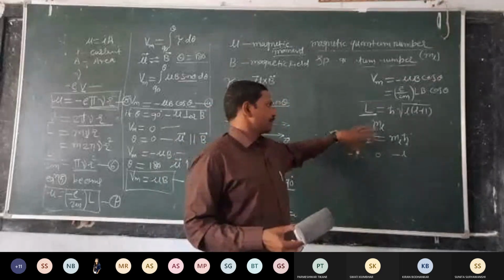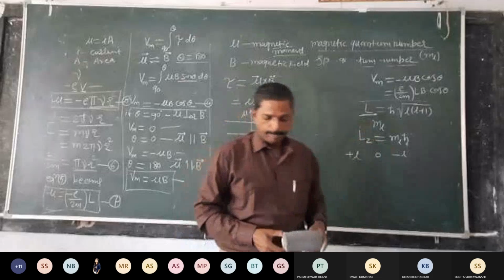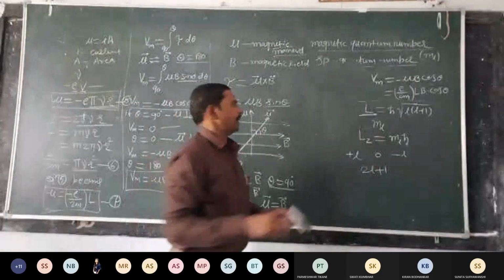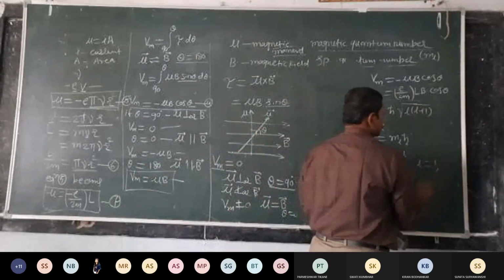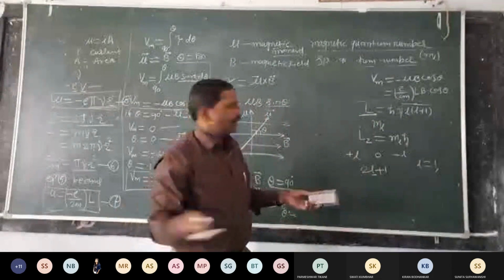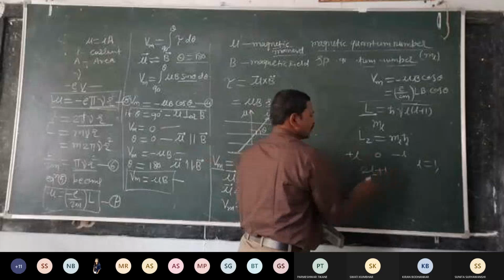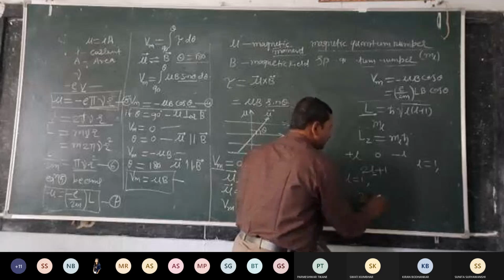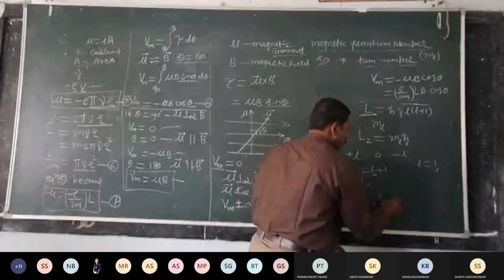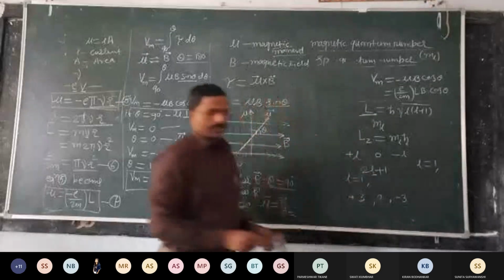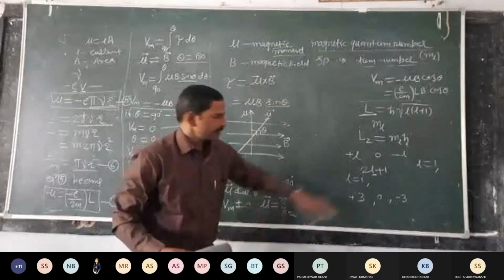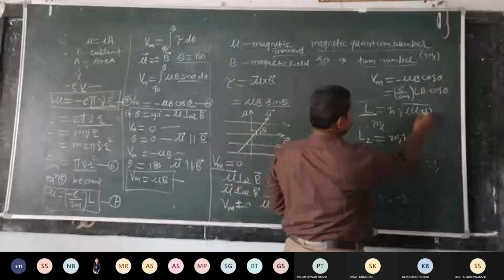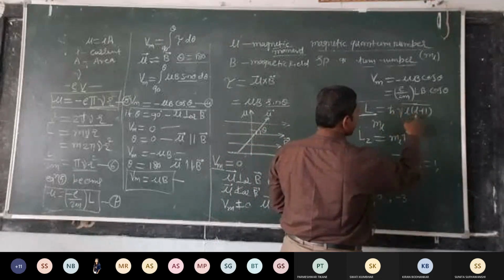So the number of possible orientations of this angular momentum can be found by taking 2L plus 1. If L is equal to 1, the values are plus 1, 0, minus 1. For L is equal to 1, it becomes like this, and 2L plus 1 gives 1 plus 1 plus 1, which is 3.